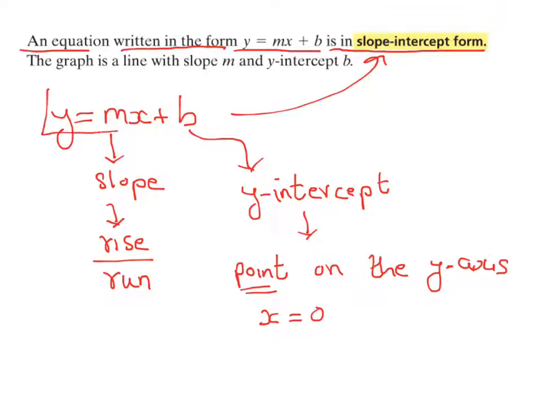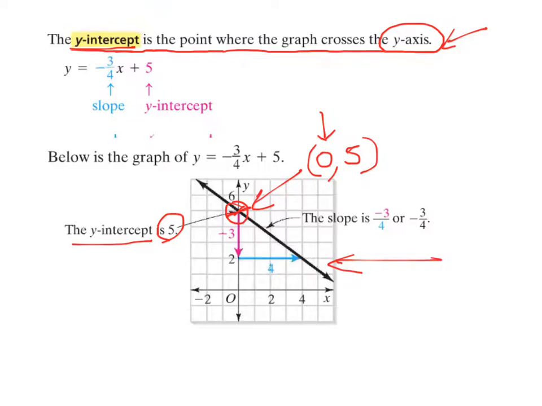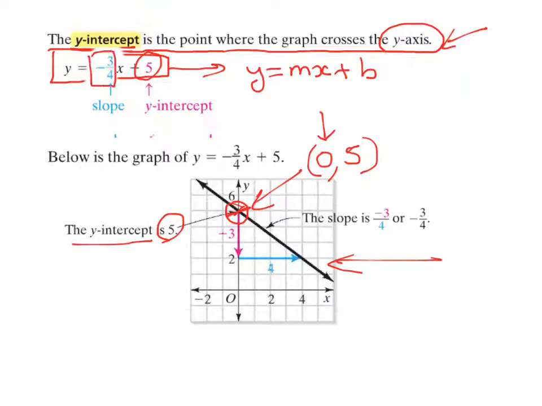So let's use this form, which is called slope-intercept form, in graphing the line. Let's look at this now. y is equal to negative 3 over 4x plus 5. Is this equation now in slope-intercept form? y is equal to mx plus b. What is the slope over here? It's negative 3 over 4. And what is the y-intercept? 5.